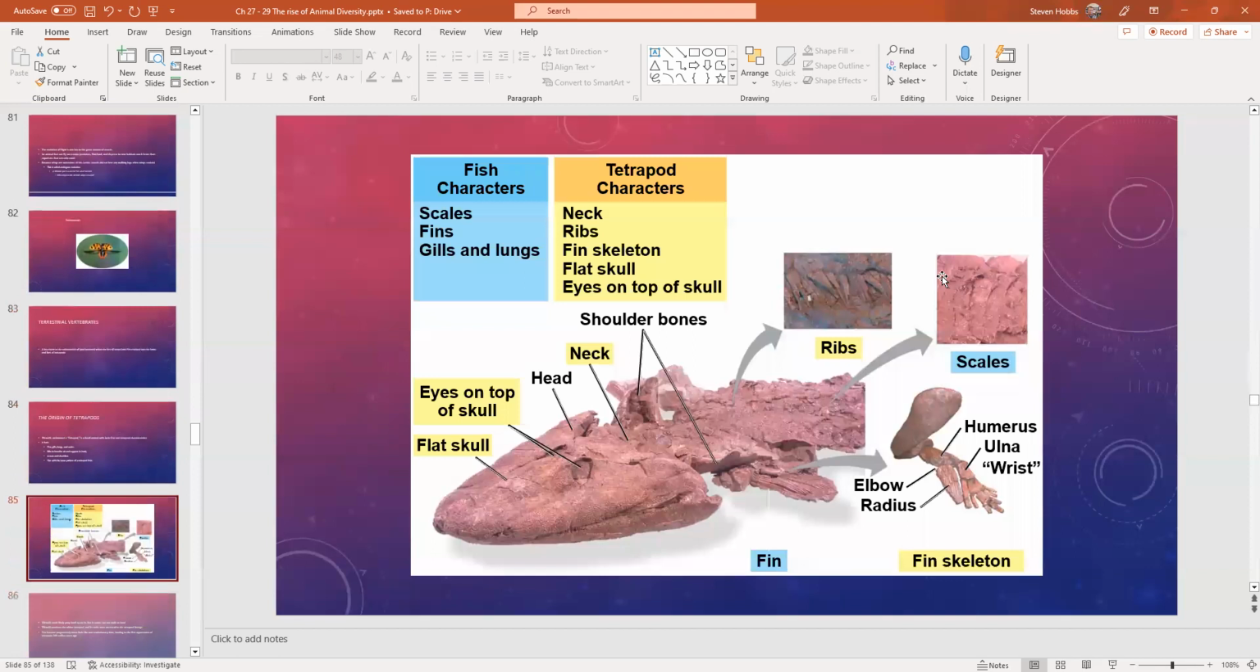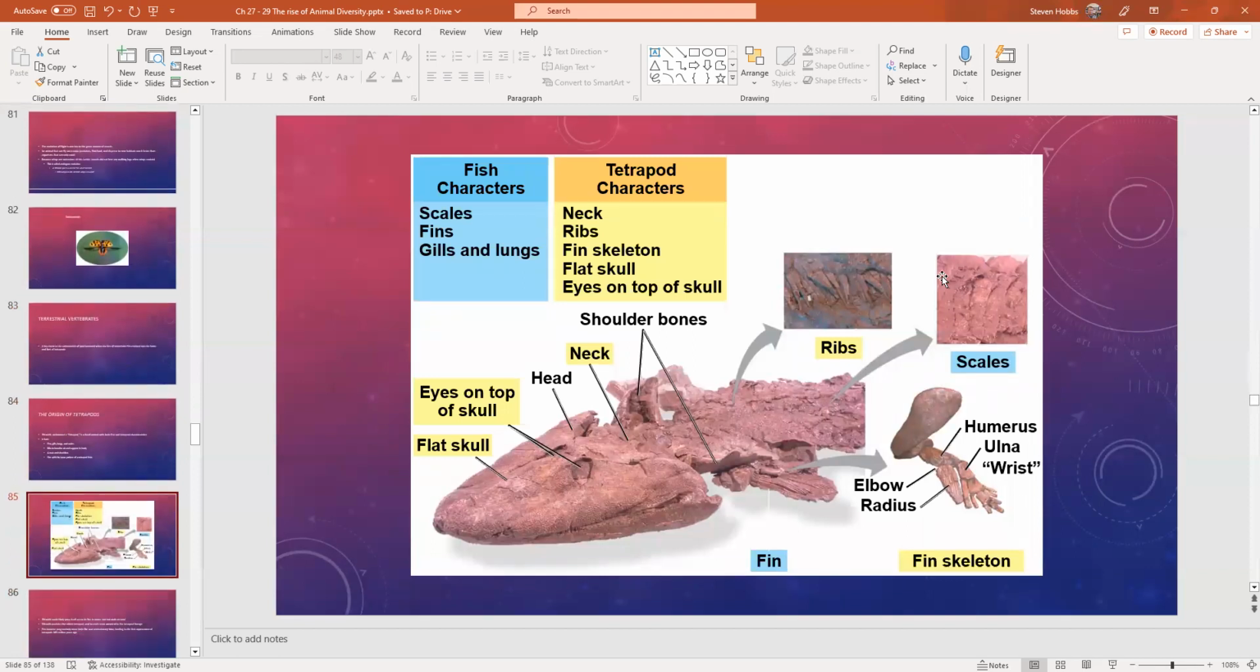And they looked a bit like this. So eyes on top of the skull so they could see out of the water, a flat skull like we would see with something like a crocodilian. It had a neck so it could move its head left and right, up and down. It had shoulder bones. It couldn't really support itself against gravity that well, but it did. The scales were still there, just like we would see in a fish. And then it also shows a humerus, an ulna, a radius, and the carpal bones. So a prime example of an organism that is showing the two different sides. Where did it come from and where is it going?